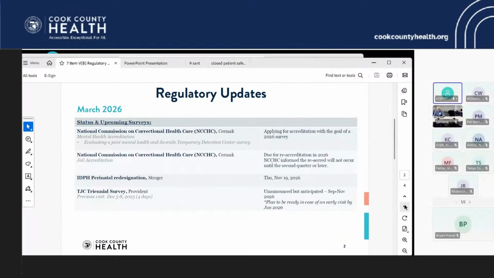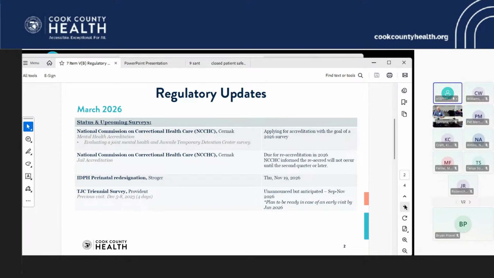Continuing, we have the National Commission on Correctional Health Care, or NCCHC, at CERMAC. This is for mental health accreditation. We're applying for accreditation with the goal of a 2026 survey. We also have, through NCCHC at CERMAC, jail accreditation, and it won't occur until the second quarter or later.